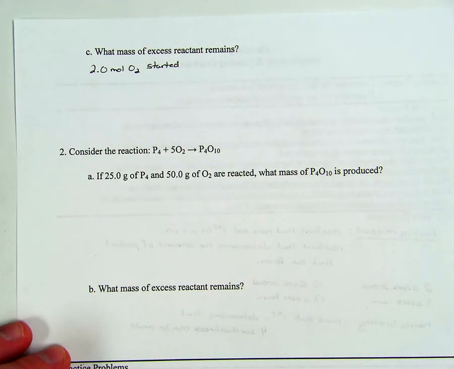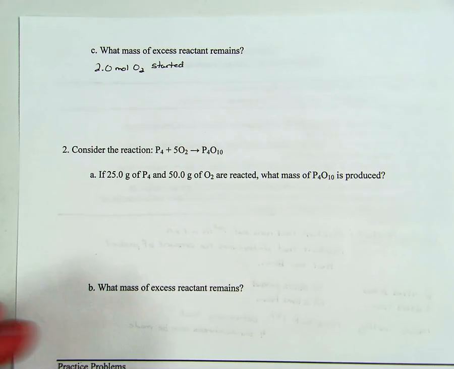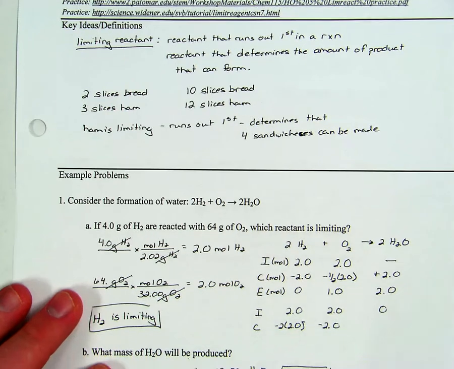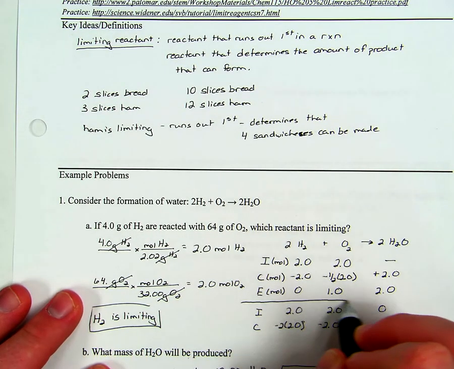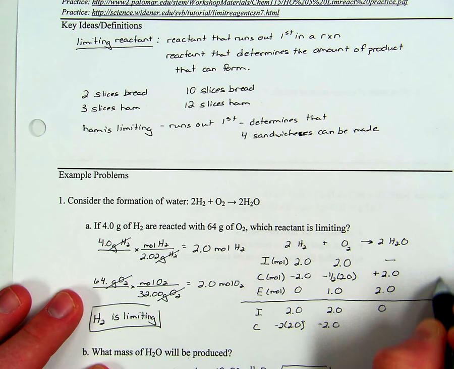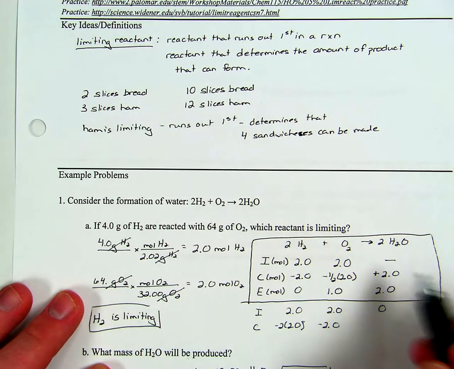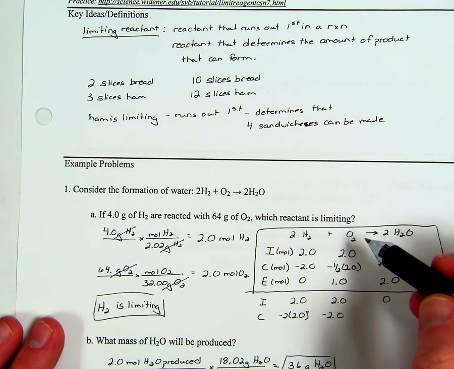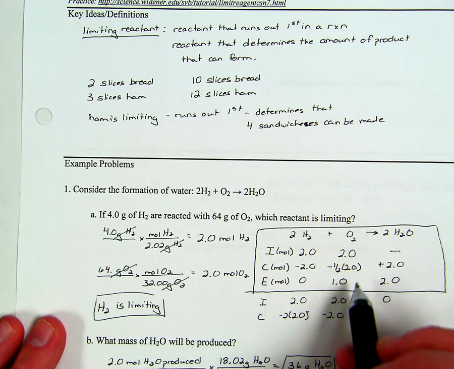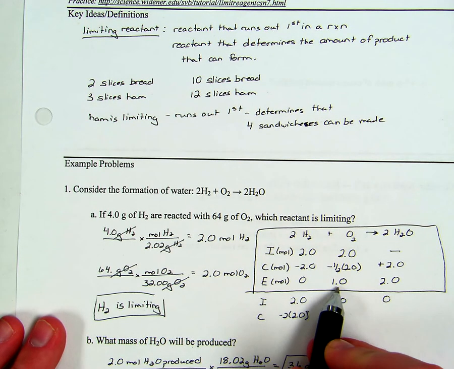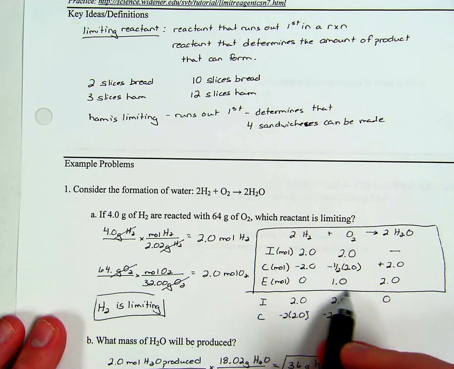If we go back to our chart that we made, we can look, and let me put a line here so we can differentiate this. Here's the chart we're looking at right here. If I just look at oxygen, remember excess means there's going to be some left over. I can already see that I have 1 mole of oxygen left over. That's what this tells us. This is what's left at the end of the reaction. I have 1 mole of oxygen left over.